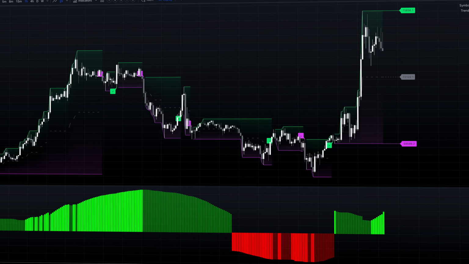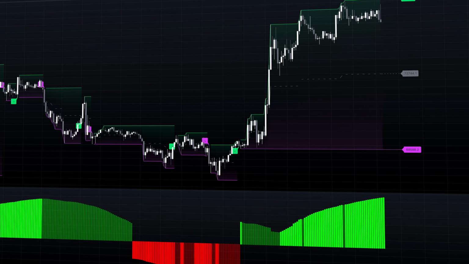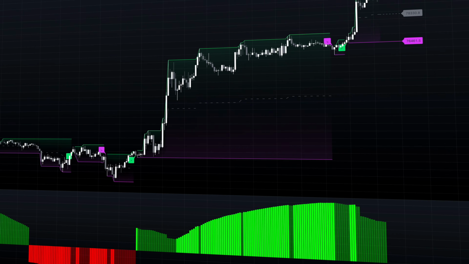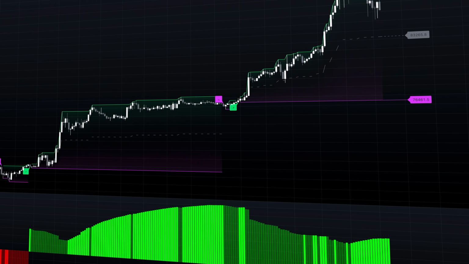This trading strategy combines two free TradingView indicators and can be applied across various markets, including stocks, forex, and crypto. Let's dive in.